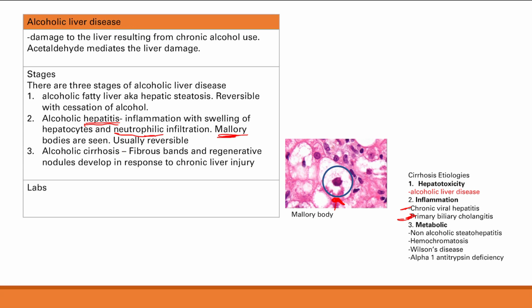Now what will we see on labs? What were the labs that we talked about for liver damage? We talked about ALT and AST, and which one will be higher in alcoholic liver disease? Remember that AST is greater than ALT in alcoholic liver disease. This is very key here, okay? This tells you a lot. You see that? You know it's probably alcoholic liver disease.